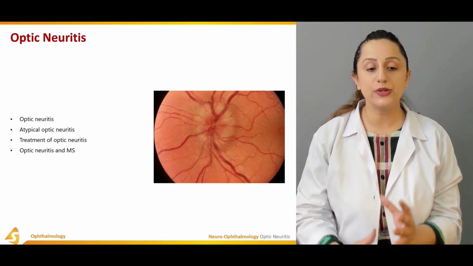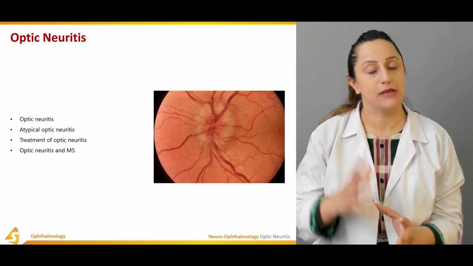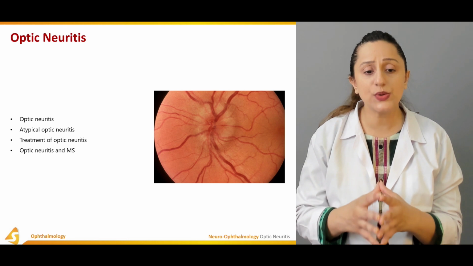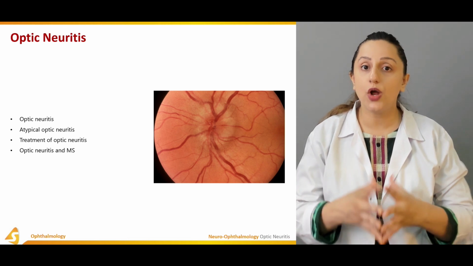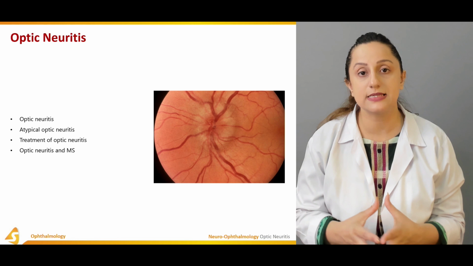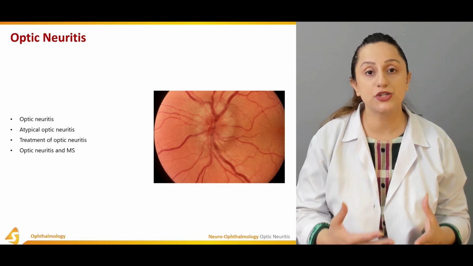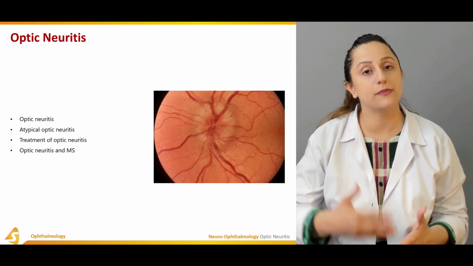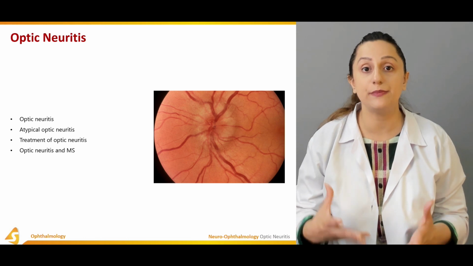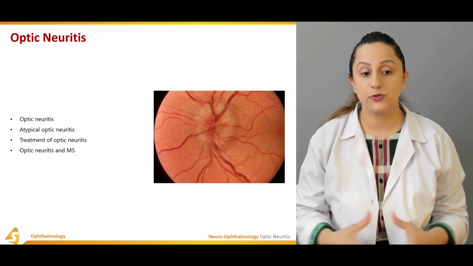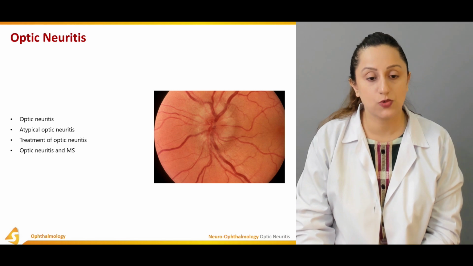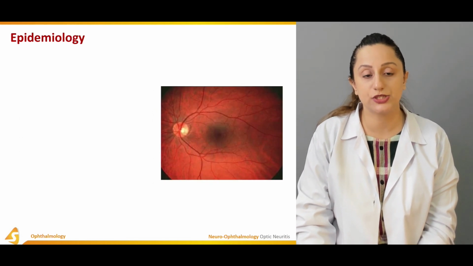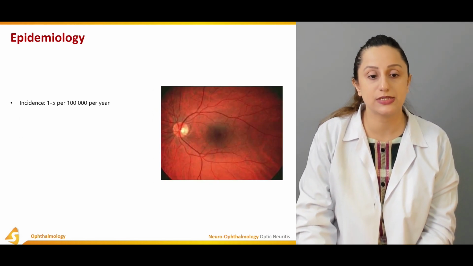And then how do you associate optic neuritis with multiple sclerosis? Again, it's very important that almost 60% of cases of optic neuritis are usually associated with multiple sclerosis. So it's one of the major causes that we usually see in patients. One should know how to relate optic neuritis with multiple sclerosis in patients.